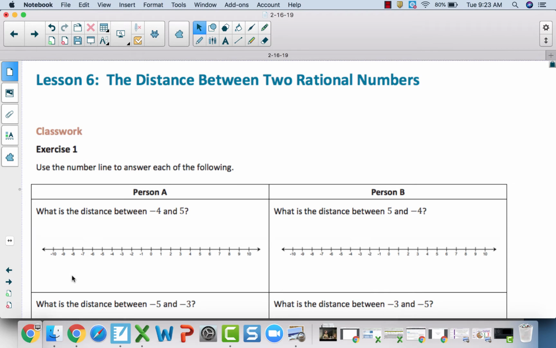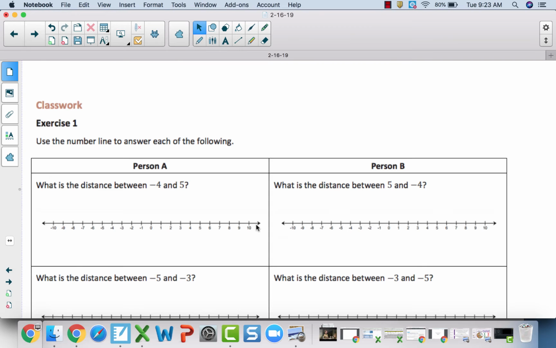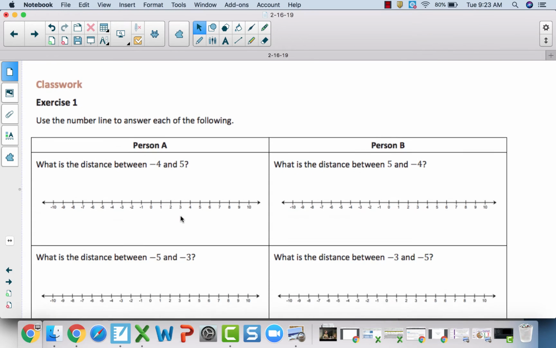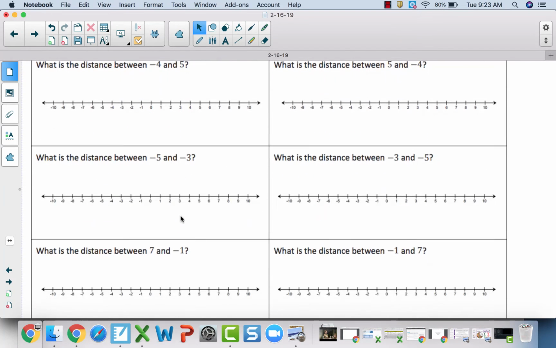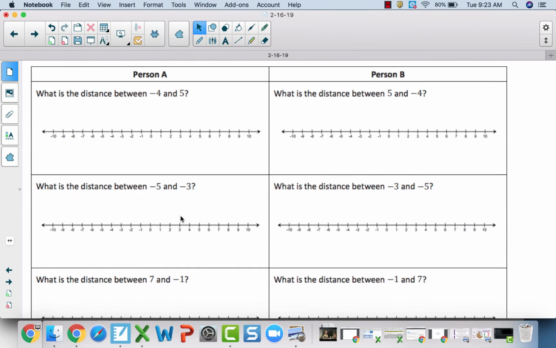So for number one here, I want you to go through and find the distance between these numbers using the number line. So there are 1, 2, 3, 4, I believe there's 6. So go through and find the distance for all 6 of those, and then come back and check the video when you are done.